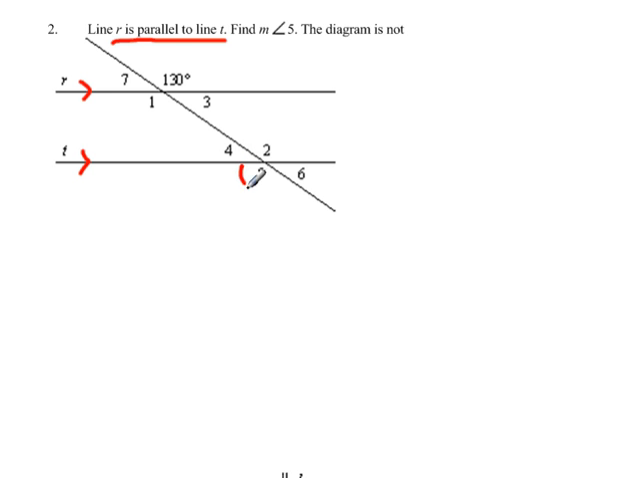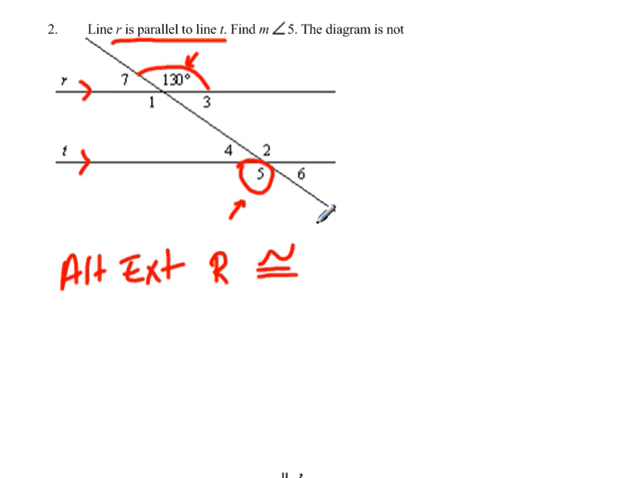I am looking for this angle right here. If I know that the lines are parallel, I have the angle of 130 degrees here. Notice that 130 and angle 5 are what we call alternate exterior. And guess what? Alternate exterior angles are congruent. If we have congruent parts, then we have equal measures. So angle 5 equals 130 degrees.